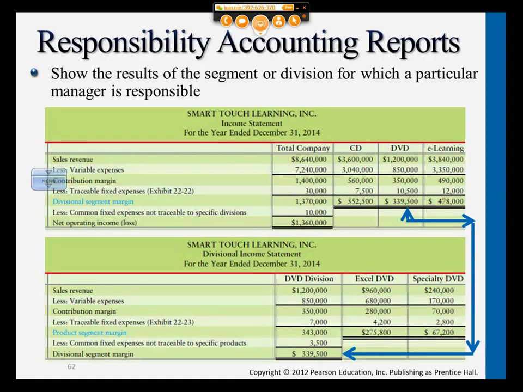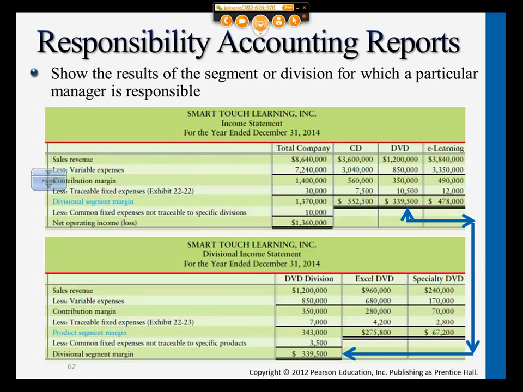Great, we can calculate all this, but what are we going to do with these numbers? That's going to let me put together this responsibility accounting report. It shows the result of the segment or division. We just went all the way down to the Excel and the Specialty DVDs. So it allows me to see, just like under the microscope, the results for each division, for each segment, for which that particular manager is responsible. If it's a VP responsible for DVD, that VP can split it further and address it with a certain manager responsible for that production line, for Specialty or for Excel.